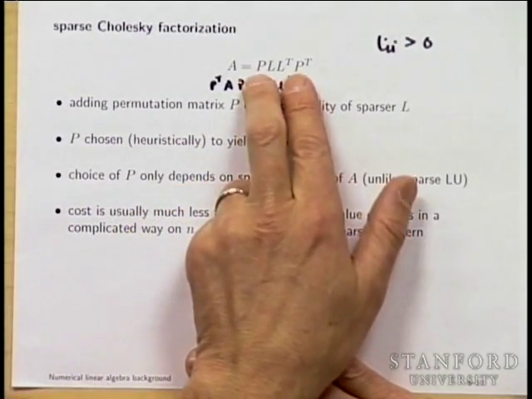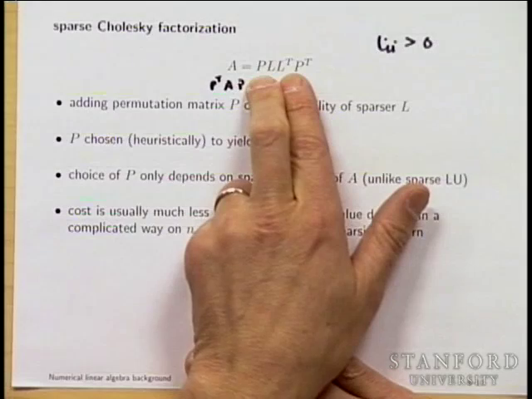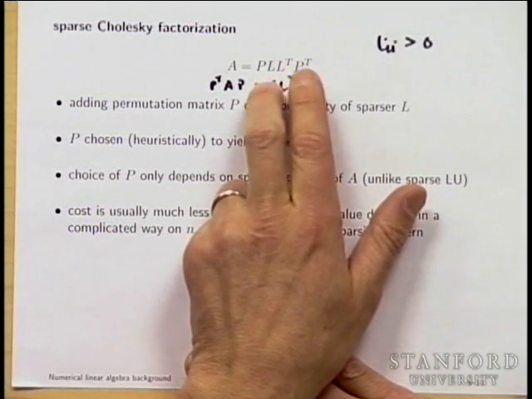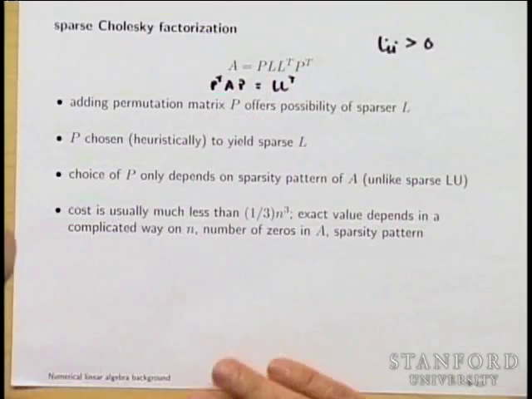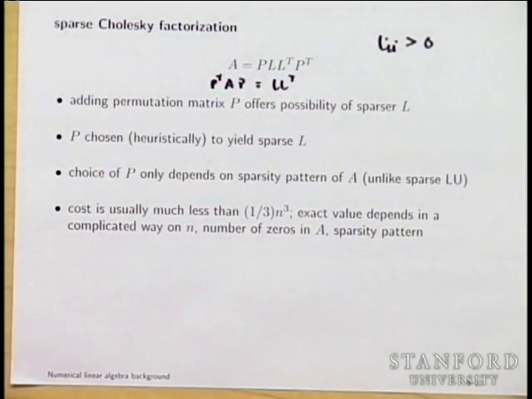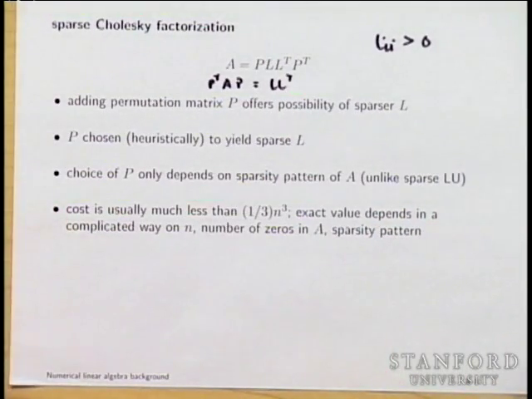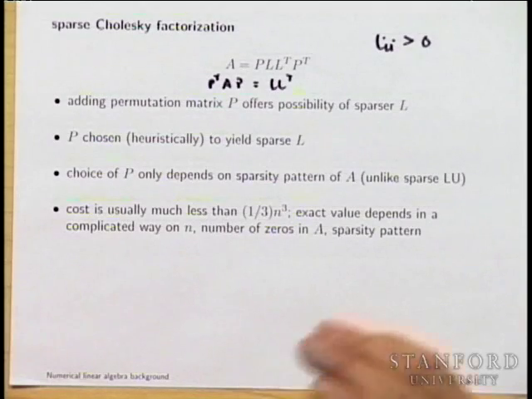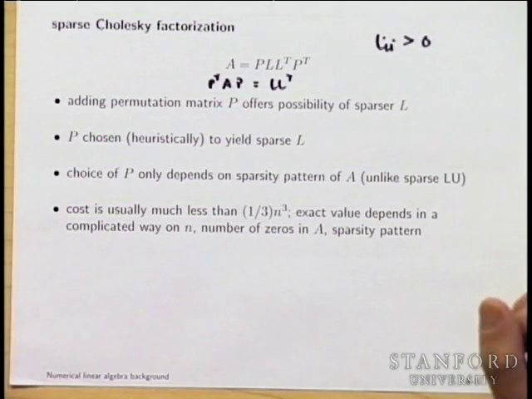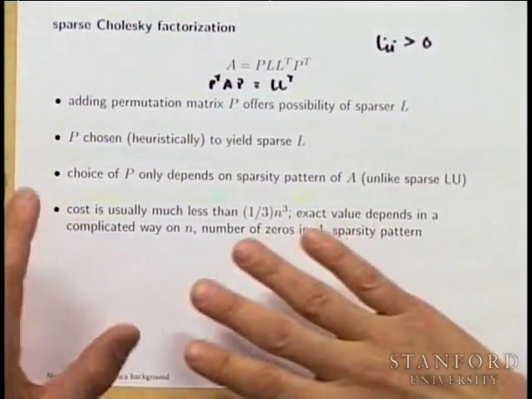There are simple methods developed in the 70s where you would choose these P's, and they have names like approximate minimum degree. Then they get very exotic. There are ones like the reverse Cuthill-McKee ordering, and then you can get to very exotic orderings. So that's all fine.